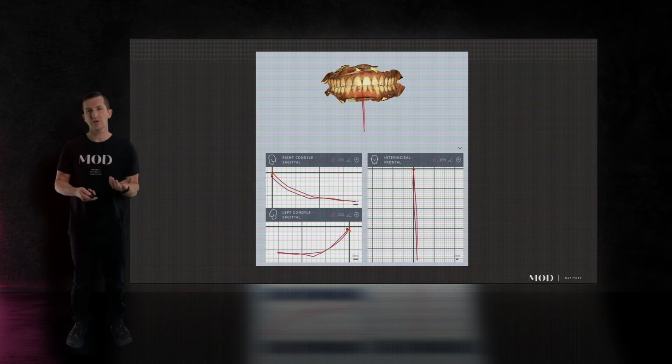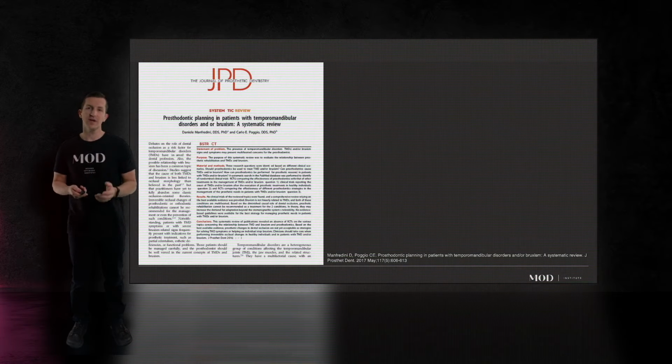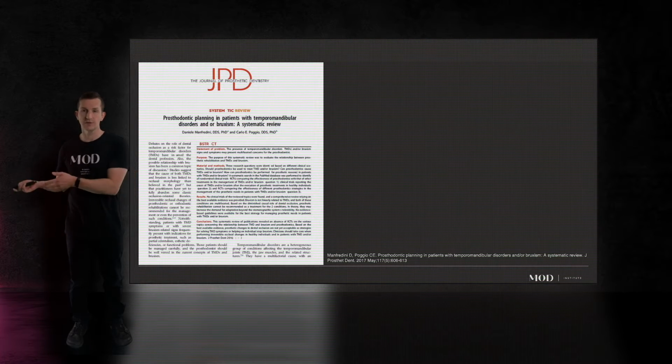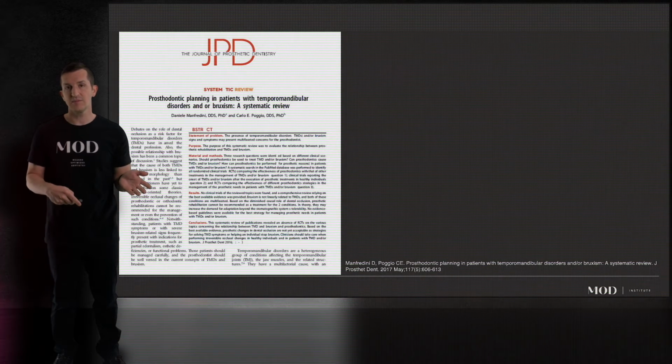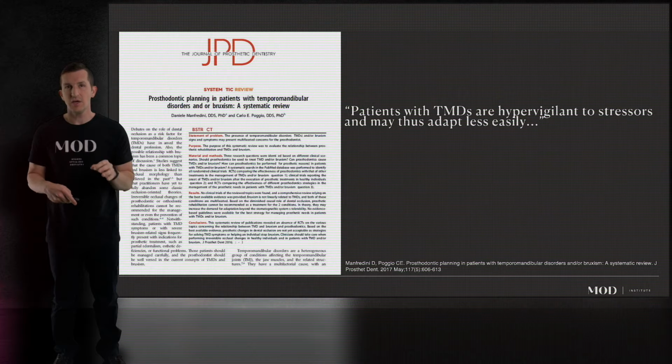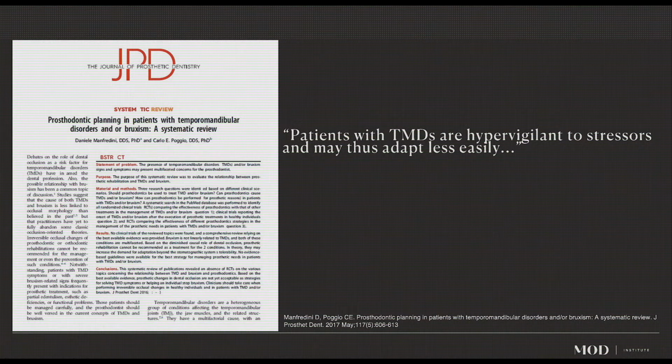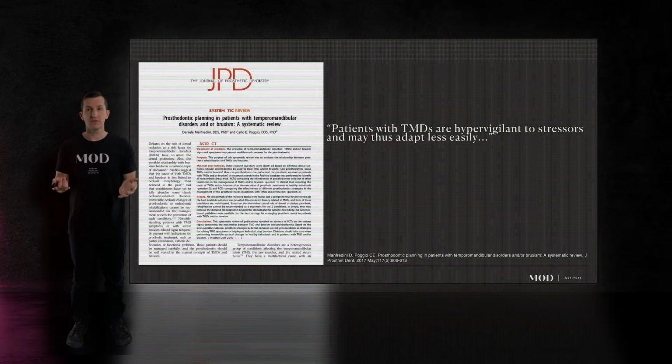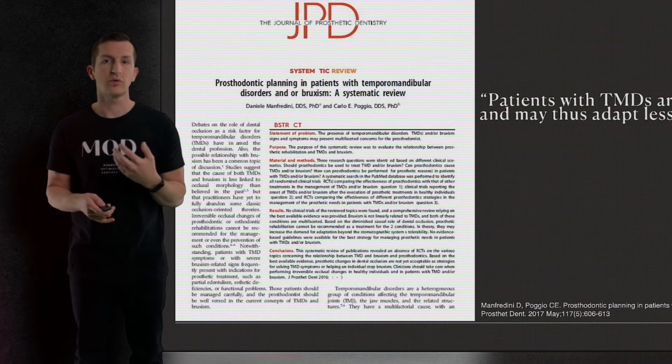And so we know this is critical because patients who have had a history of TMD symptoms or just any level of joint dysfunction are certainly at adaptive risk for any type of dental treatment that we are going to undergo. And so when you look at this systematic review, what they noted is patients with TMDs are hypervigilant to stressors and thus may adapt less easily than patients without TMD history. And so what does that mean for us? It doesn't mean that we can't provide treatment to patients who have a history of TMD, but it means we need to think about that and approach it differently.